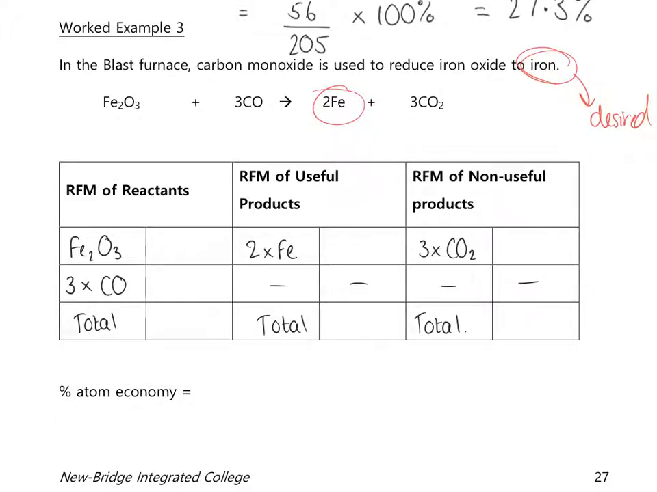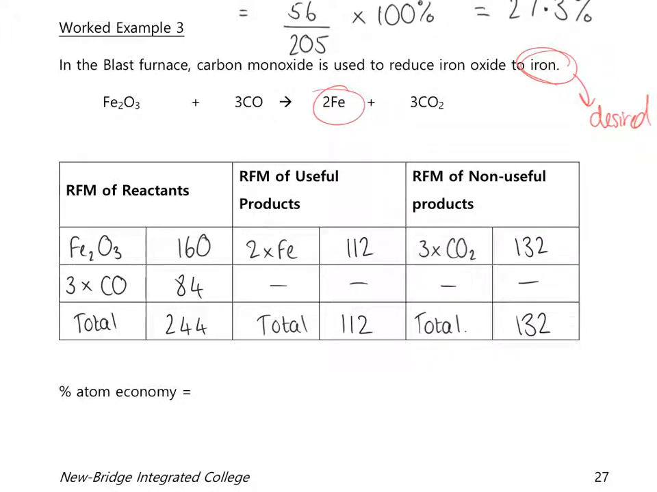So for iron oxide, Fe2O3, you should have got an RFM of 160. Carbon monoxide has an RFM of 28. But we have 3 molecules of carbon monoxide, so that gives us a total RFM for carbon monoxide of 84. That gives a total RFM of our reactants as 244. For our useful products, we have 2 moles of iron, each with a mass or an RFM of 56, which gives us 112 for our Fe. No other useful or desired products, so that's 112 for that. Carbon dioxide then has an RFM of 44, but we've got 3 of them, so that's 132.